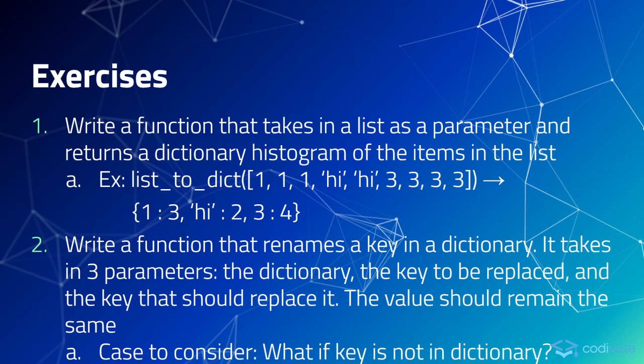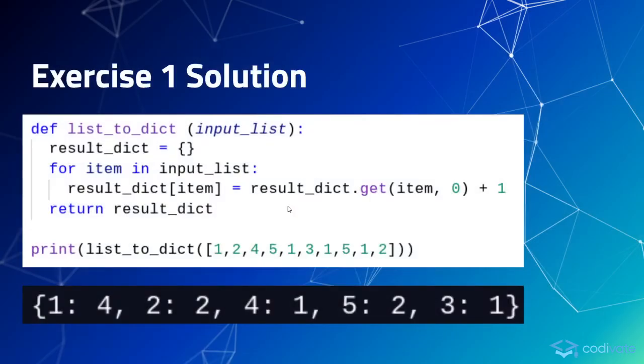Exercise 1. Write a function that takes in a list as a parameter and returns a dictionary histogram of the items in the list. For example, if our function was called list_to_dict, and we added the parameter of a list in here, this would return a dictionary of each one of the items in the list as a key, and the frequency it occurs in the list as the value. So we have 3 occurrences of 1, 2 occurrences of hi, and 4 occurrences of 3. Let's go through the solution.